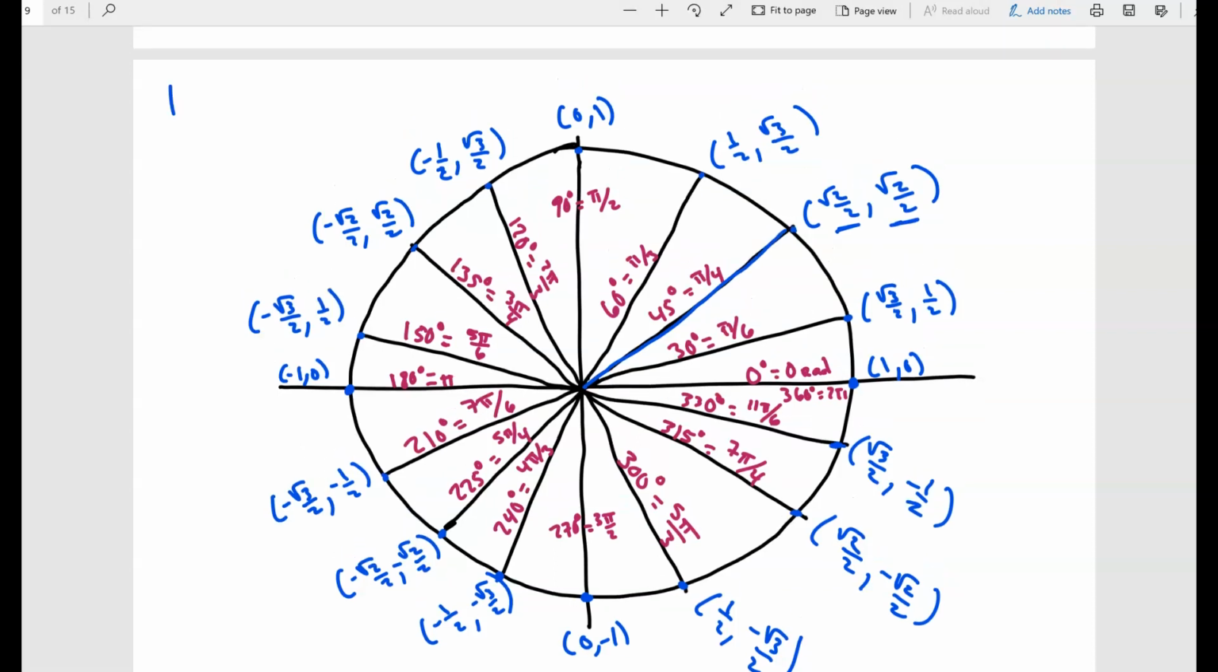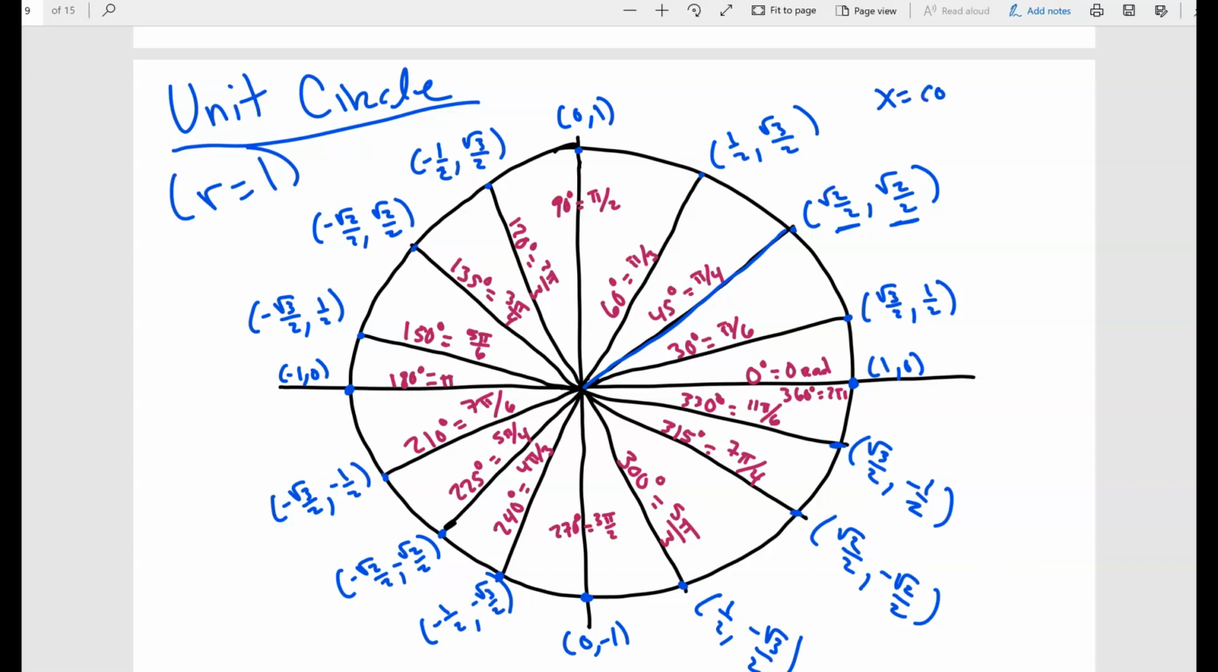Now, this is what we call the unit circle. The reason it's called the unit circle is because the radius equals 1. Okay? So the radius is 1. That means that my x value is our cosine, and my y value is our sine. So that's basically what it tells us.